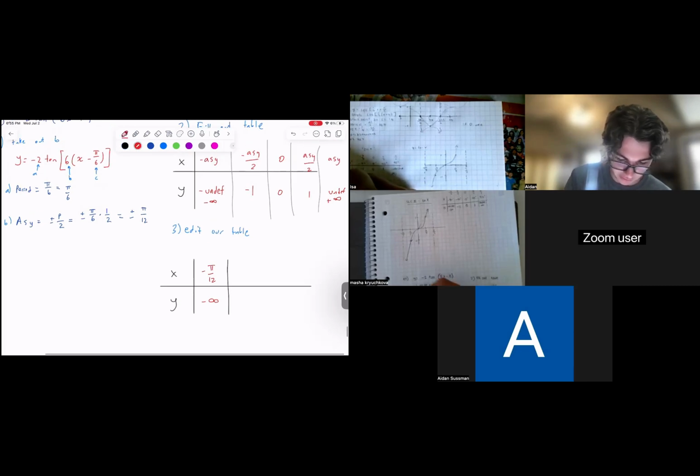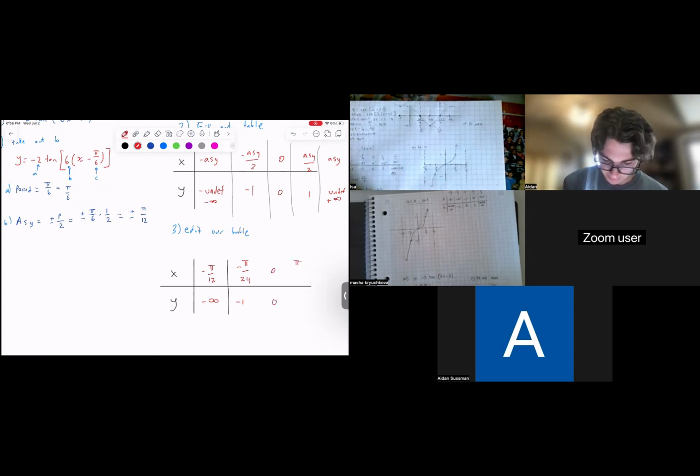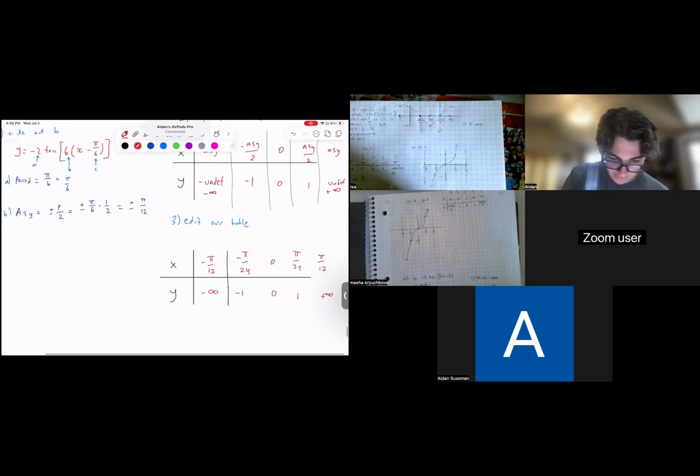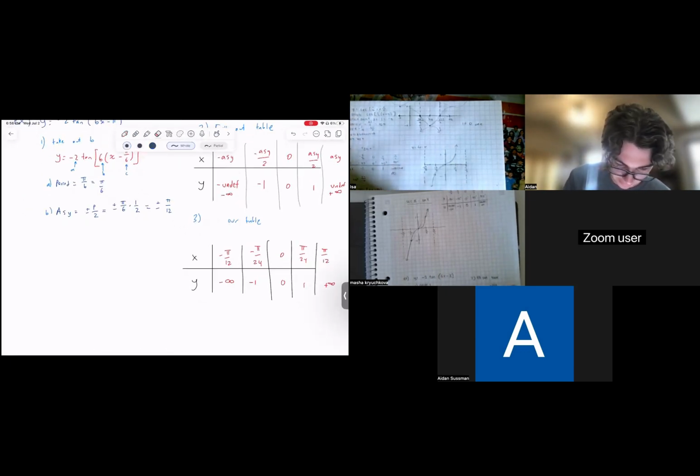Then what is negative asymptote divided by 2? Well, that's just negative pi over 24. And then that we know is going to be -1. Then 0 is 0. This is going to be positive pi over 24, and this is going to be positive pi over 12. And this is going to be +1, this is going to be positive infinity. All right, so that's the first step. We filled in our table from what we found for our asymptote.